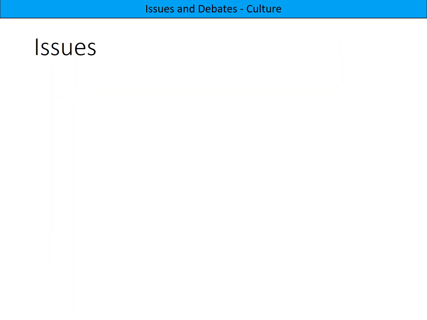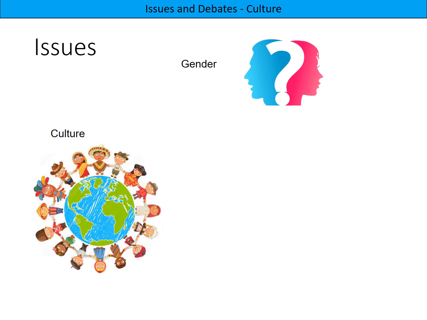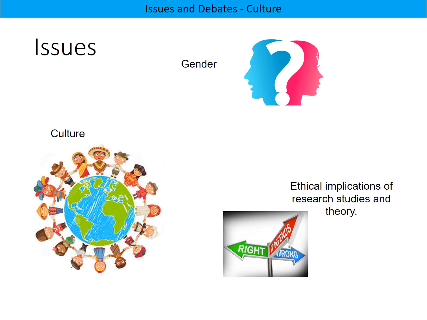Issues that we're going to have a look at over the course. First of all is gender. Okay, so issues of gender, gender bias, is one or the other sex being more ignored, and is the research mainly based on one or other gender? Second one is culture. So obviously this is our topic for today, and this is our focus for today. And finally, ethical implications of research studies and theories.